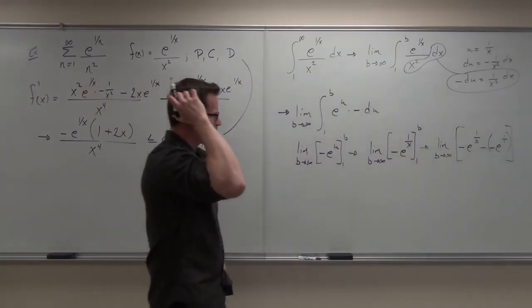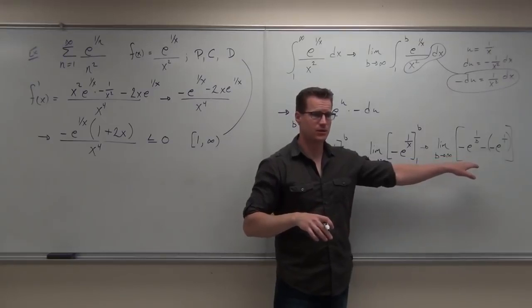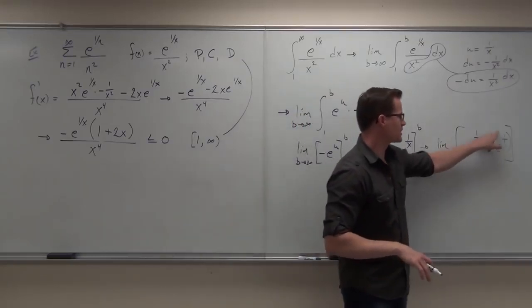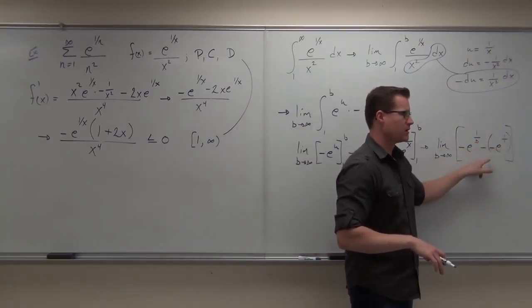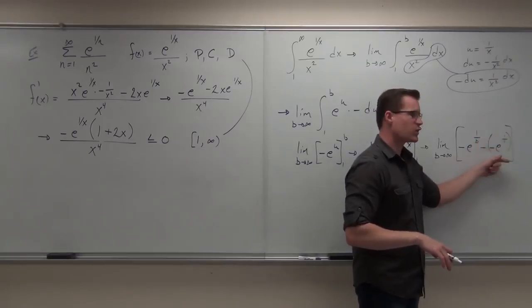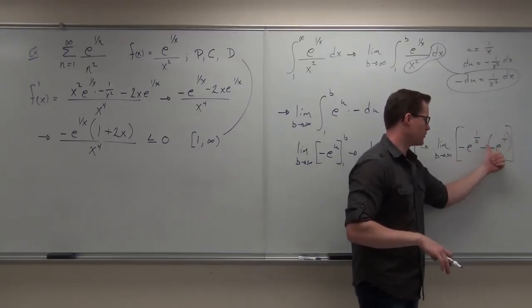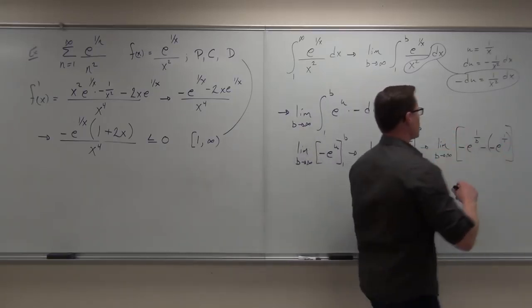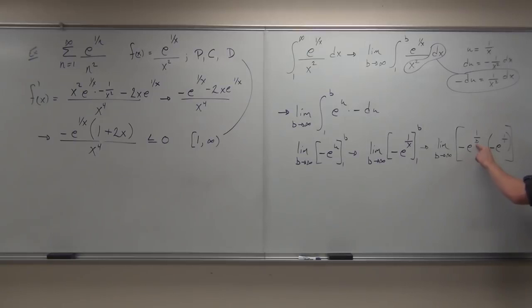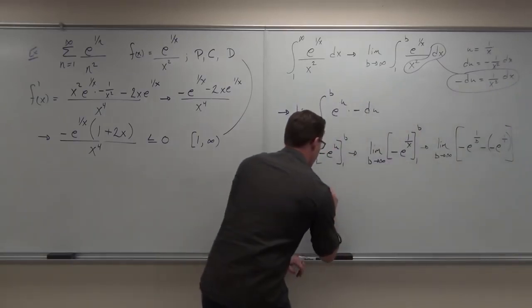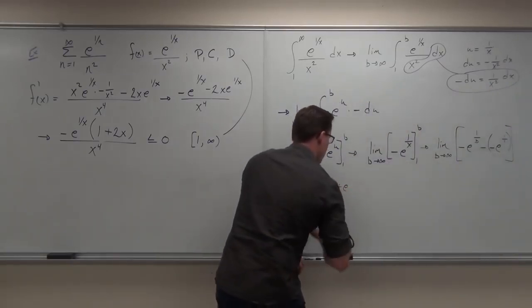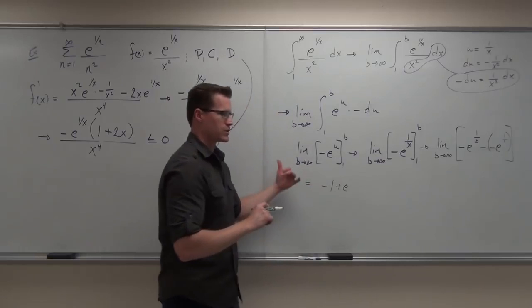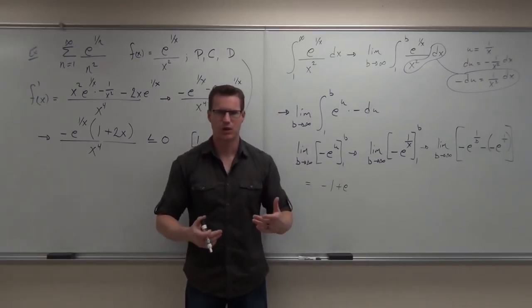Let's see what we got. Firstly, did you get the same thing as I did? Good for you. That's fantastic. This right here is going to be plus e. Minus the negative is plus e to the first, which is e. How much is b going towards? Infinity. How much is 1 over infinity? 0. How much is e to the 0? 1. Negative 1. Negative 1 plus e, so this whole thing equals e minus 1.